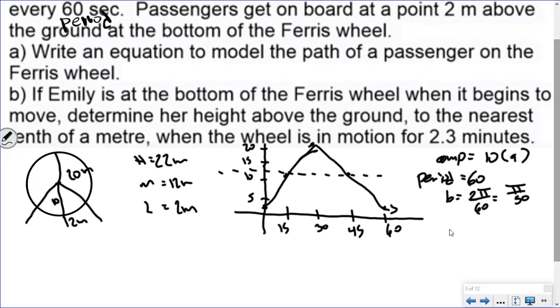My H value, there isn't any, right? There is no horizontal translation because we are starting at 0. And my K value is going to be equal to my sinusoidal axis, so up here at 12.